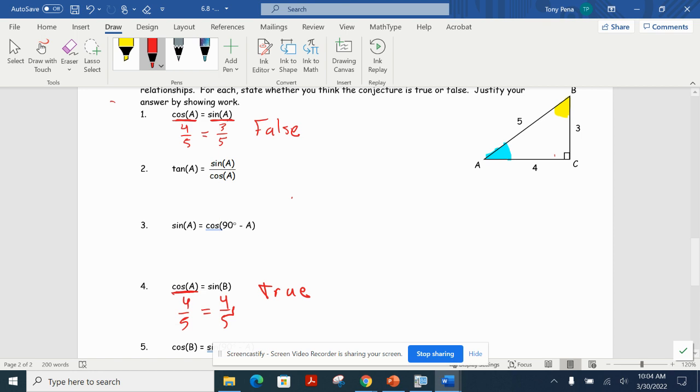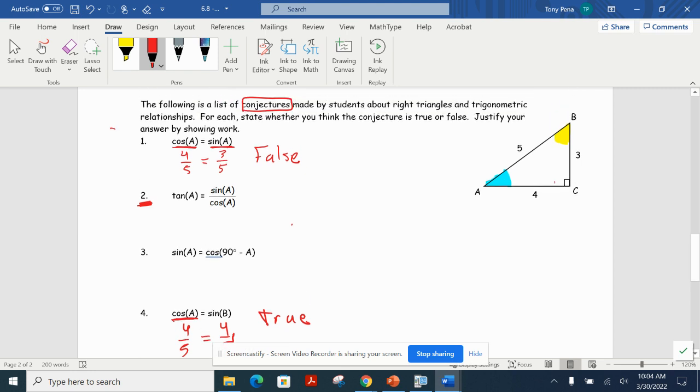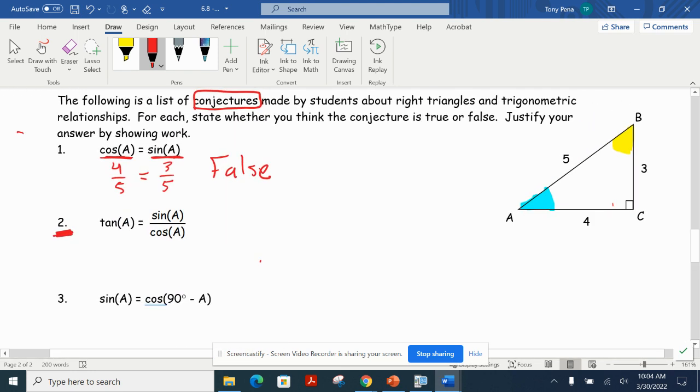Last one I want to get to, because this one you will definitely, well, let's do it first. See if the tangent of angle A, so number 2, is equivalent to the sine of A divided by cosine of angle A. So see if that is true or not. If you're not good with fractions, you may need a calculator to kind of determine if they're ultimately equal.